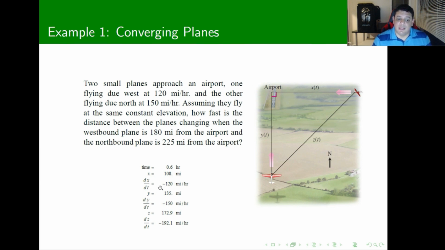So the rate of change of x is negative 120 miles per hour. Notice this is the first value, the rate of change of x with respect to t. Then the rate of change of y with respect to t is negative 150 miles per hour. Now, with that, we have information on the rate of change. But we can also get a lot of information from just the setup.